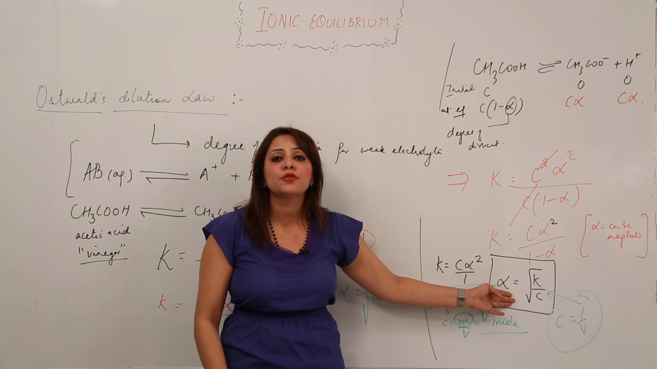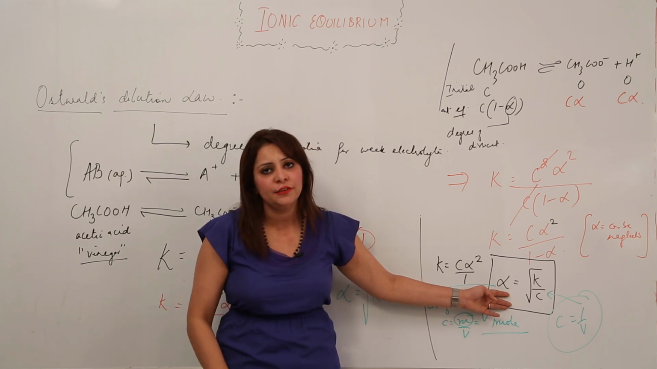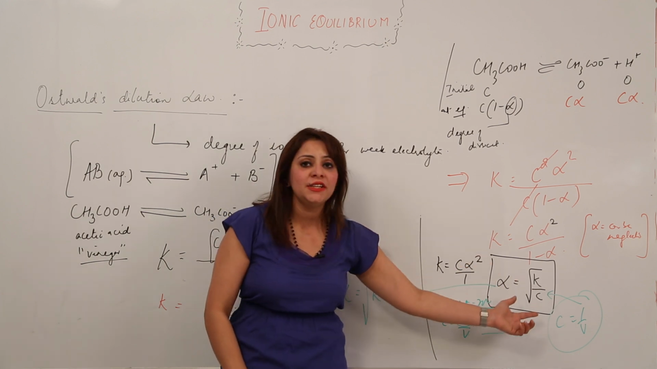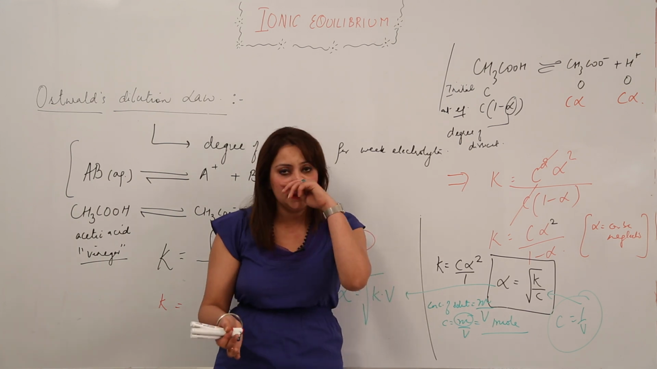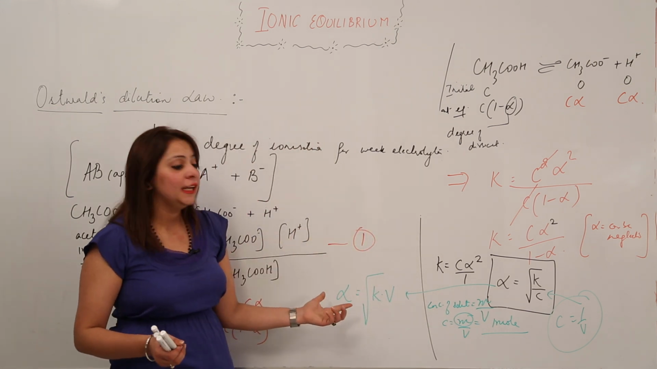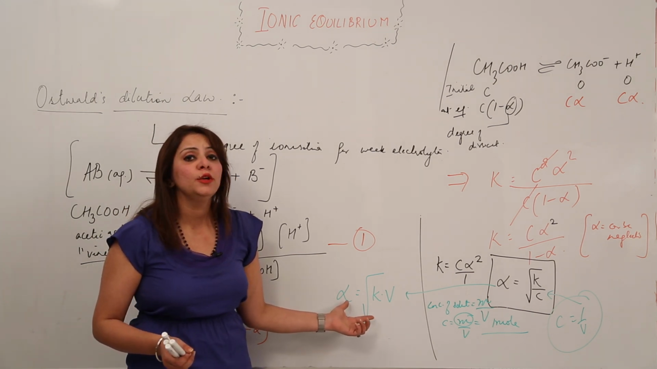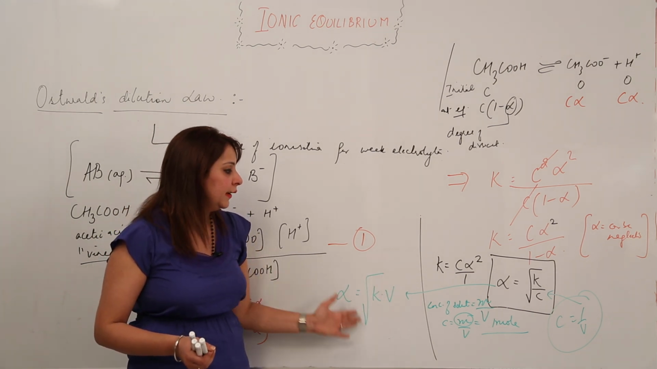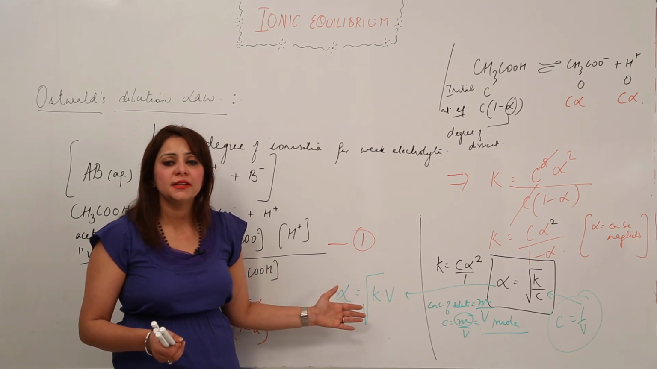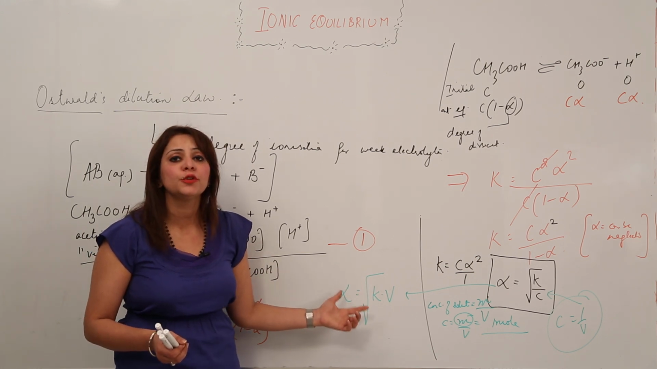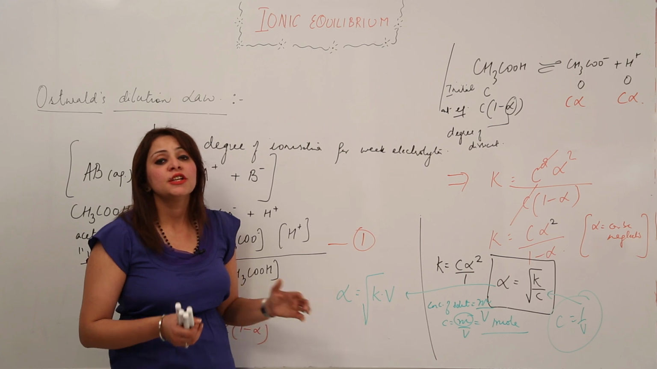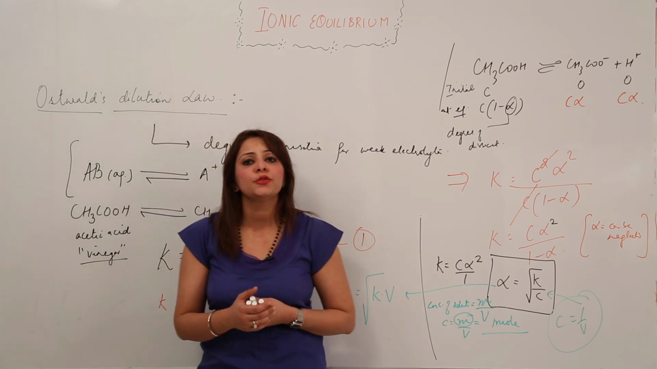Alpha is inversely proportional to the square root of the concentration, and by putting the value of C we can transform this law in terms of volume. That is, alpha, the degree of dissociation, is directly proportional to the square root of the volume of 1 molar concentration of solute present in the solution. So this is actually the Ostwald dilution law.